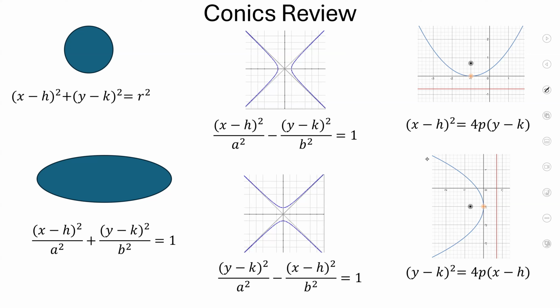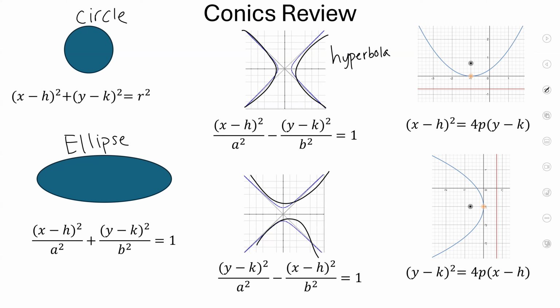Okay, so now we have learned all of the conic sections. We have the circle and its equation. We have the ellipse and its equation. Make sure you're copying down these equations. You have the hyperbola, both hyperbolas, one horizontally opening and one vertically opening, and the equations that go with them. And then you have a parabola, our two parabola equations, which we learned today.